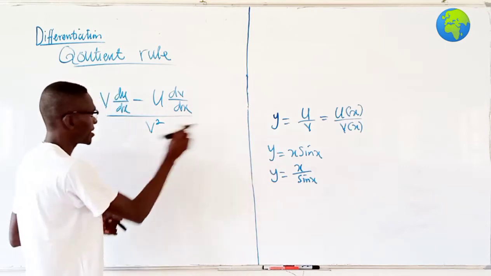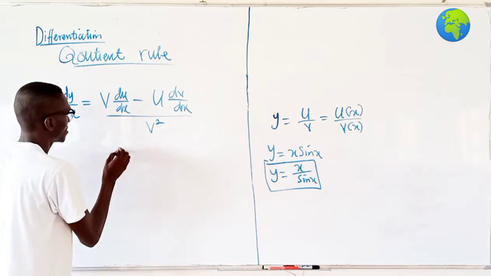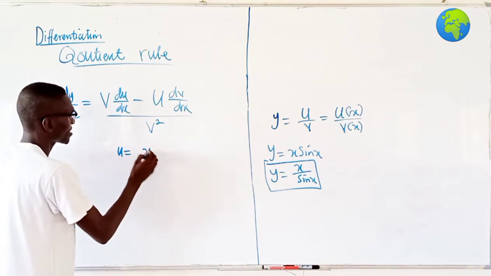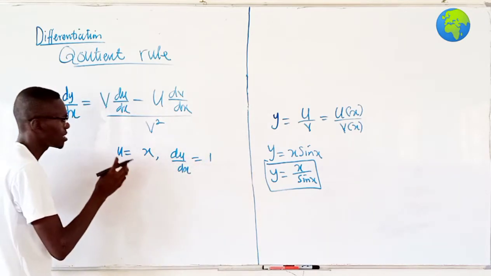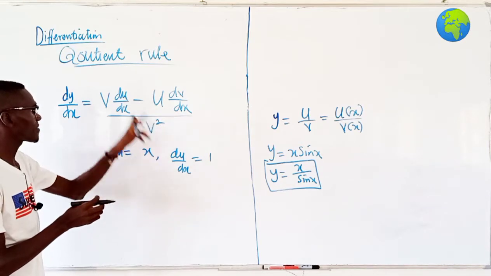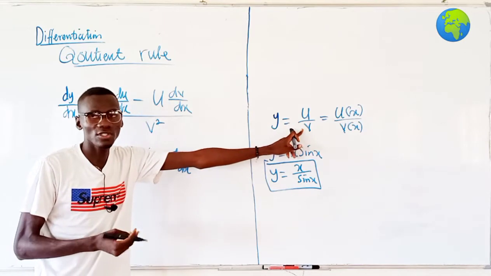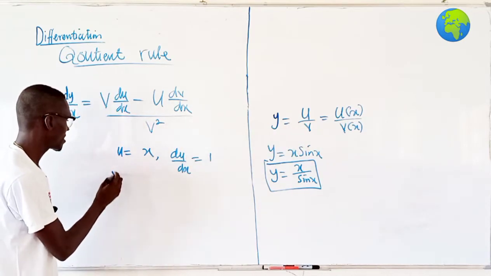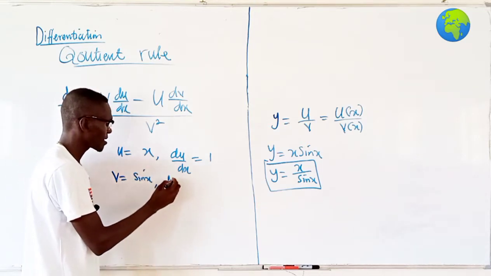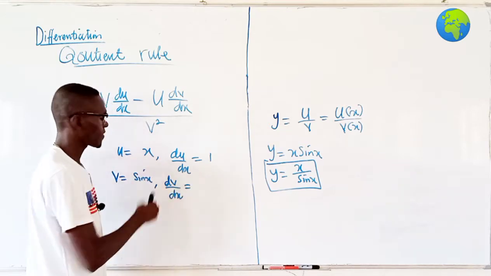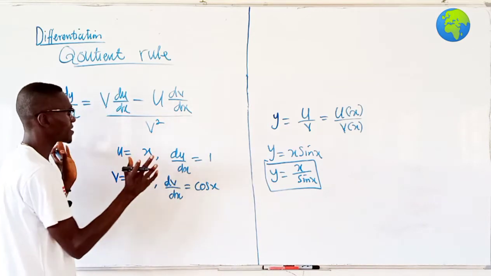So let's just solve this question directly, right? Our u equals x. So our du/dx is going to be 1. So we have u, we have du/dx. What is left is to find our v and dv/dx, isn't it? Our v, we said, is always the function in the denominator, right? So our v is equal to sine x. So what is dv/dx? dv/dx is equal to, if you differentiate sine x, you are going to have cos x.